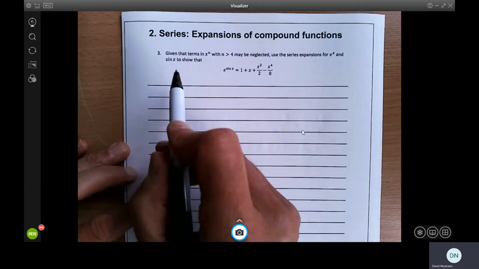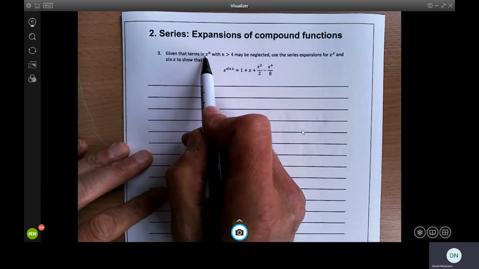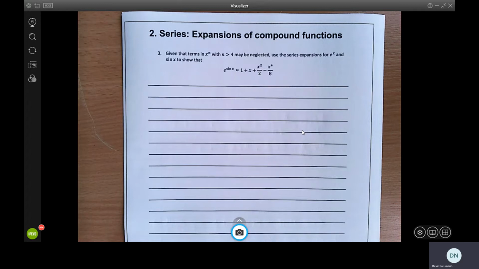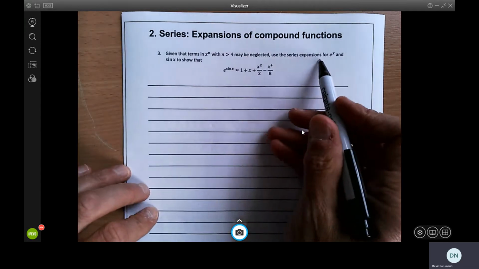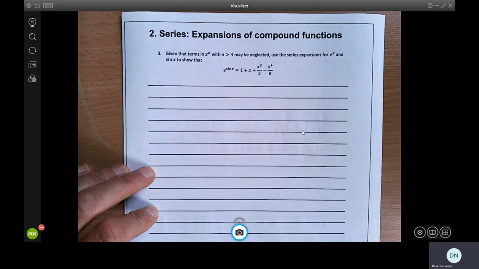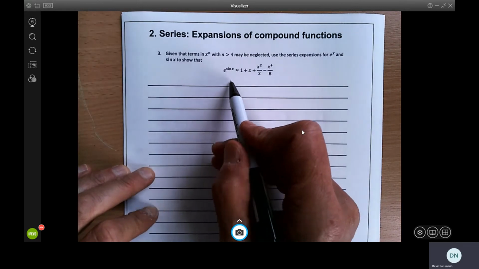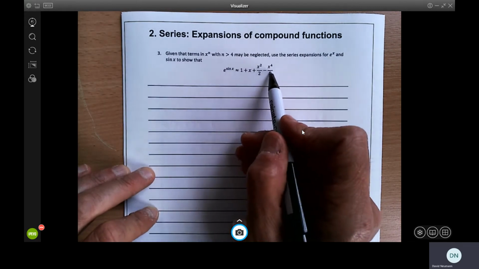So here we're told that terms in x to the power of n, where n is greater than 4, may be neglected. So we need to consider anything with powers of x up to and including 4, but not above that. Use the series expansions for e to the x and sine of x to show that e to the sine x is equal to this expression.